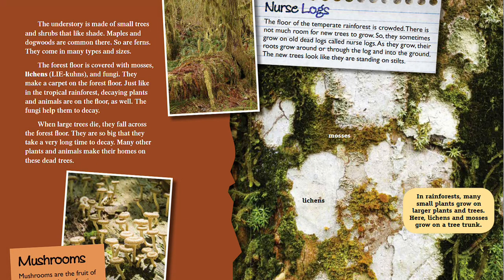Nurse logs. The floor of the temperate rainforest is crowded. There is not much room for new trees to grow. So they sometimes grow on old dead logs called nurse logs. As they grow, their roots grow around or through the log and into the ground. The new trees look like they are standing on stilts. Mosses. Lichens. In rainforests, many small plants grow on larger plants and trees. Here, lichens and mosses grow on a tree trunk.